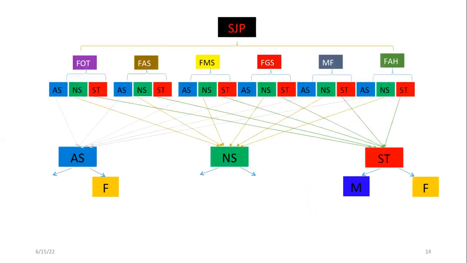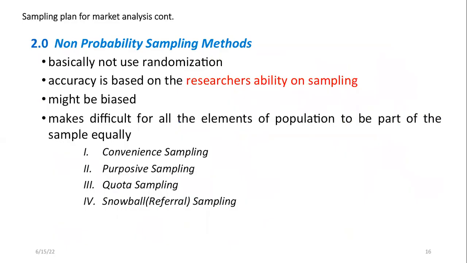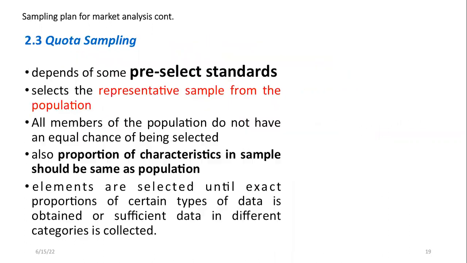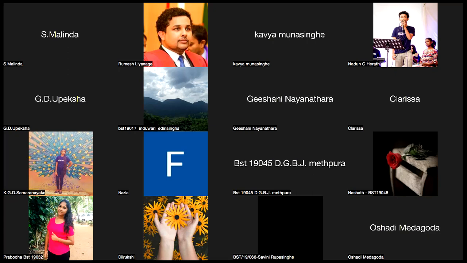Then we have discussed this example also. And when it comes to non-probabilistic sampling, we have discussed four methods. Convenience sampling is actually not a very complex one. We use it for initial stage research activities. And purposive sampling, quota sampling, and snowball sampling. These are the things we have discussed today for the sampling methods.